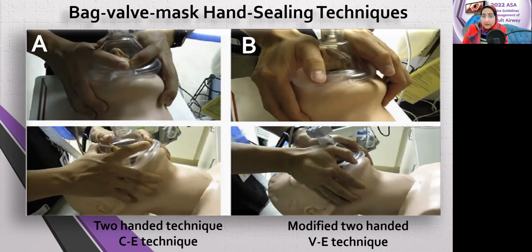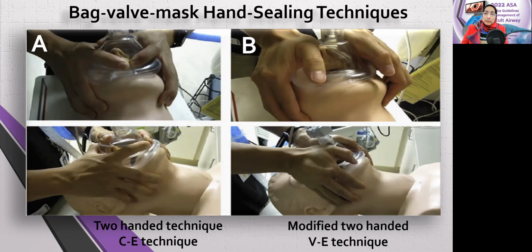There is a modified two-handed technique to support. But first, in the double hand technique, you need an assistant to give positive pressure ventilation or bag ventilation, okay? Because you put your hands on the mask, you need an assistant to give positive pressure ventilation.